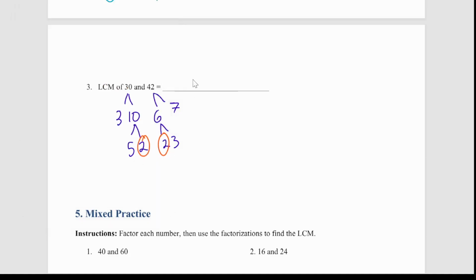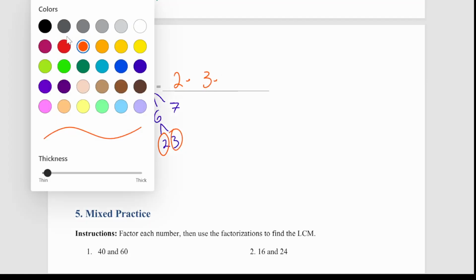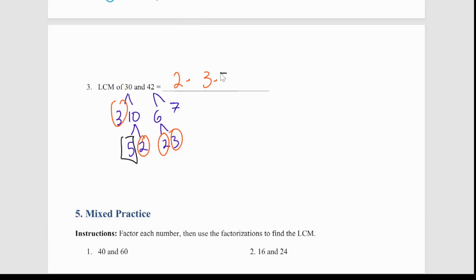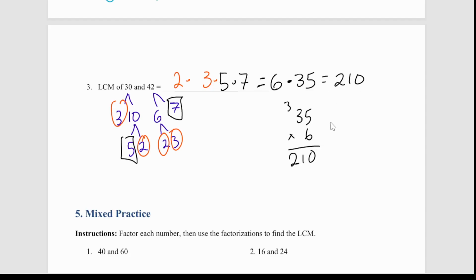Well, they've got a set of 2's in common, a set of 3's in common, and then they have a lonely 5 and a lonely 7. And then we're going to multiply this all together. This one's a little bit harder for me to do in my head, but that means I've got 6 times 35. You're allowed to multiply in any order. And then I'm just going to multiply this to the side. 5 times 6 is 30, carry the 3. Looks like that is 210. I got that from 6 times 3 is 18, plus a 3 gives me 21.